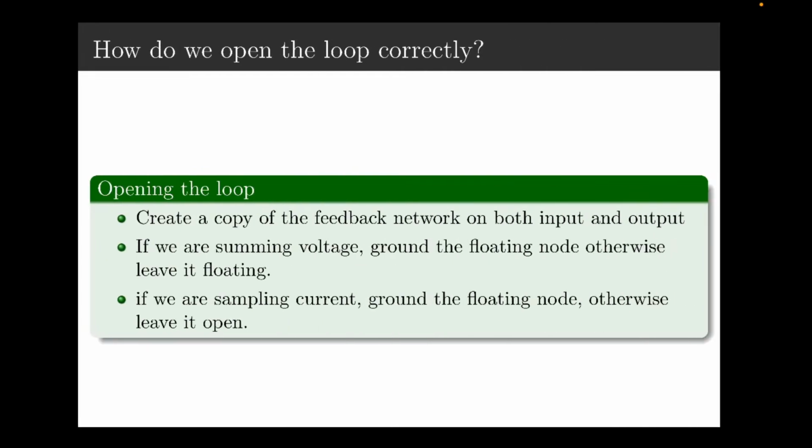Okay, we got that. Now, I did mention that I'd suggest a different method of opening the loop than has been suggested in the lectures. So what we're going to do is create a copy of the feedback network on both input and output. It might be a bit hard to see now, but you'll have a floating node. And what do we do with a floating node? If we're summing voltage, we ground this floating node. Otherwise, we'll just leave it open. If we're sampling current, we'll ground it. Otherwise, we'll leave it open.